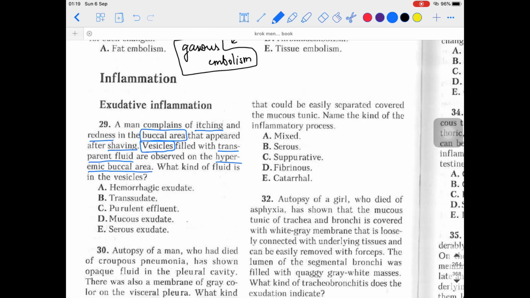The patient was complaining of itching and redness in the buccal area because there might be some kind of cut while shaving, right? So vesicles filled with transparent fluids are observed on the hyperemic buccal area. So what kind of fluid might it be in the vesicles? Most probably it can be serous inflammation, or you can say that there can be serous exudate. Now why am I saying so?